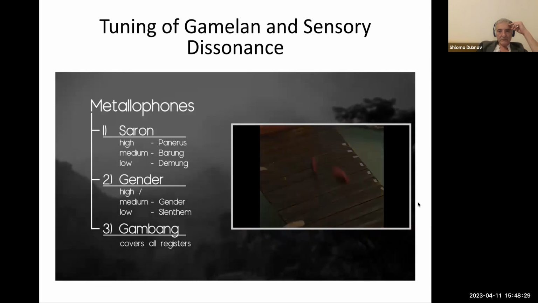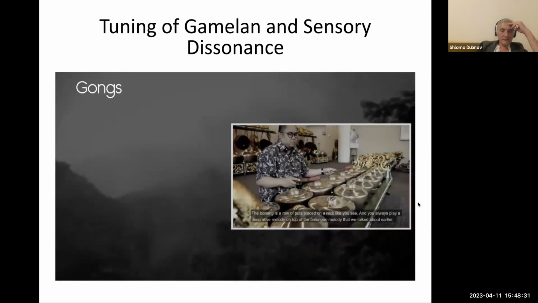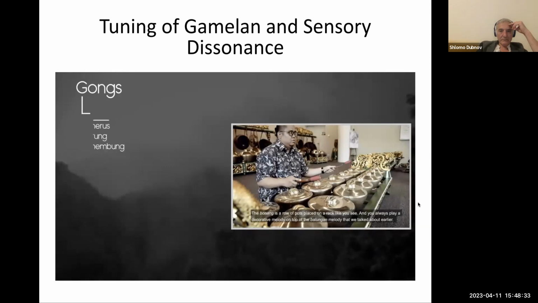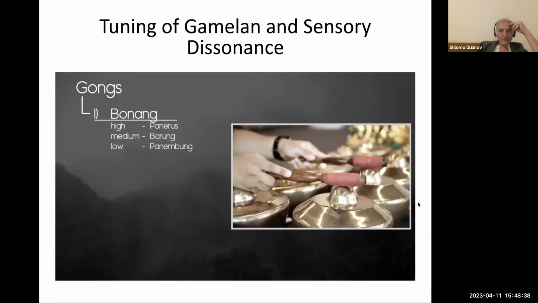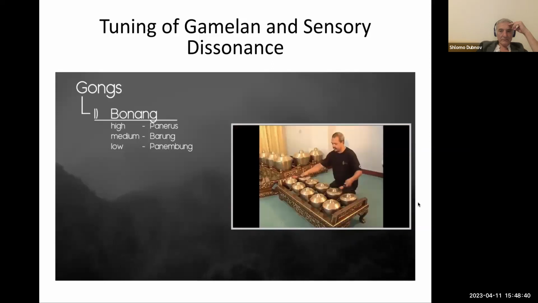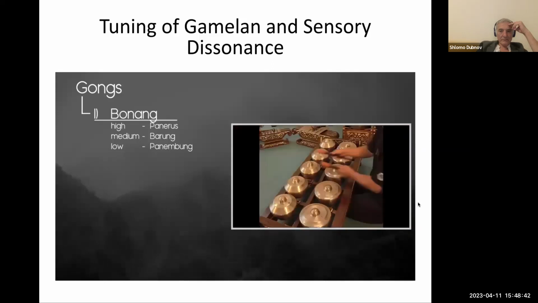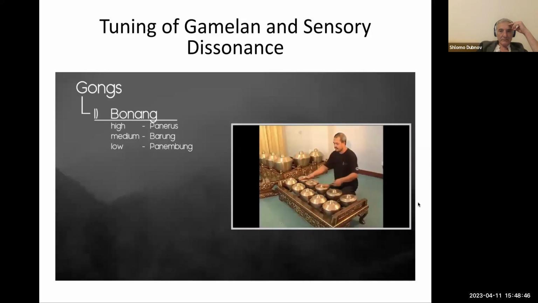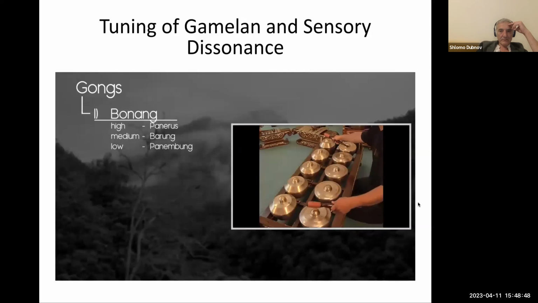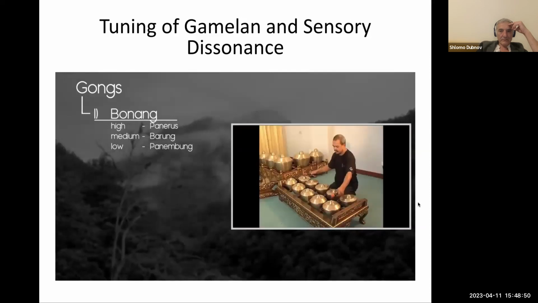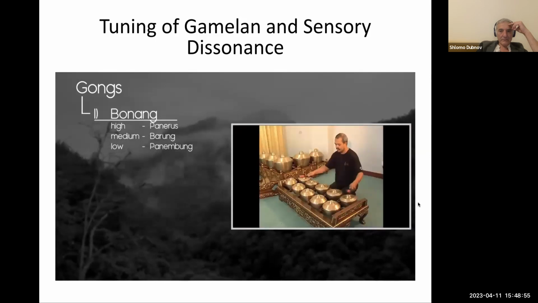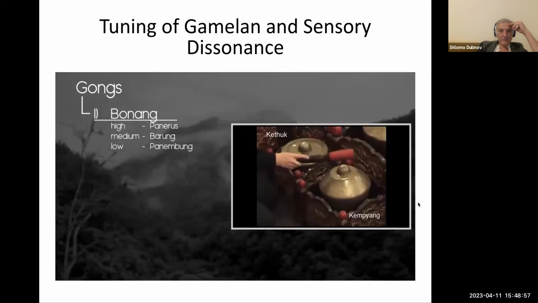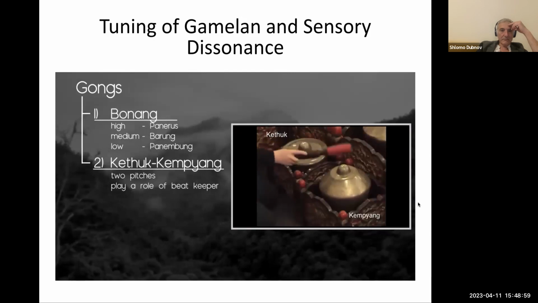Another very important set of instruments in gamelan are gongs. The first one I will mention plays a major role in gamelan, and it is called bonang. It is a collection of tuned horizontally laid gongs that go in two rows and are tuned asymmetrically. It also comes in different sizes to cover different registers. It plays a decorative melody on top of the main one. Next instrument is ketuk kempyang.